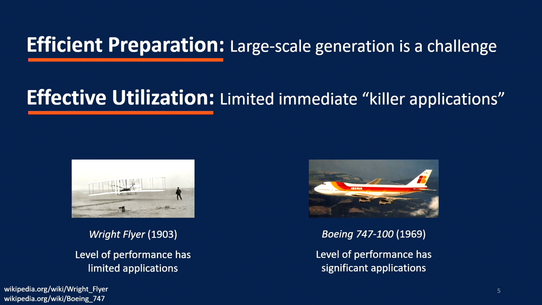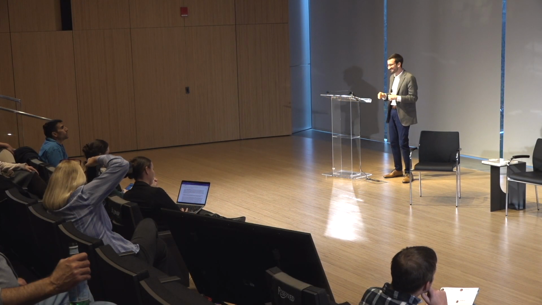And in terms of effective utilization, which I believe is the second reason entanglement isn't more widespread today, at the moment with current technology, we don't have immediate killer applications. To provide an analogy of where we're at, if you consider the Wright Flyer, its level of performance limits its applications. Compare that to the Boeing 747, which can not only fly, but it also performs at a level that offers many applications. We can see that we're still at the Wright Flyer's level of performance.